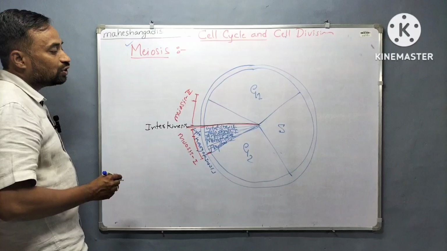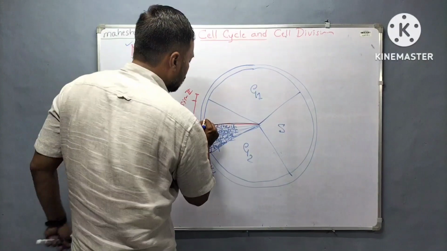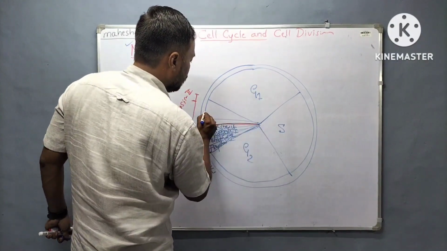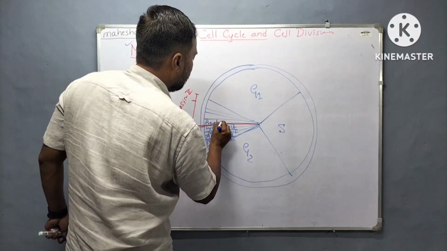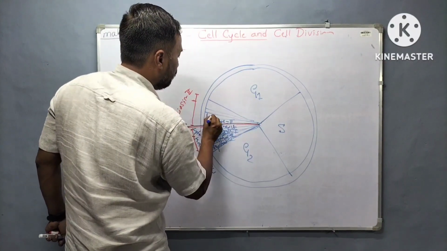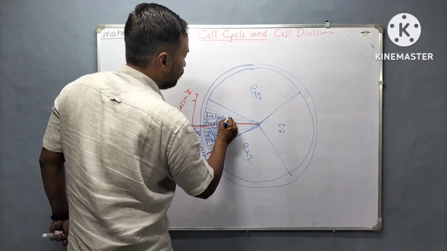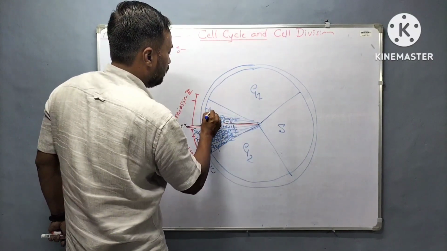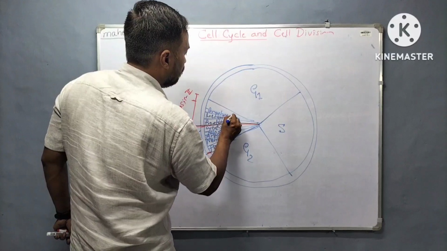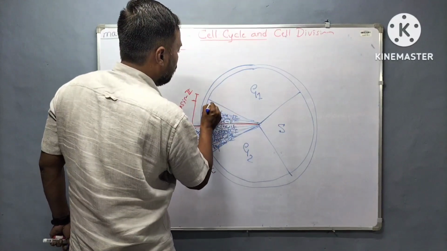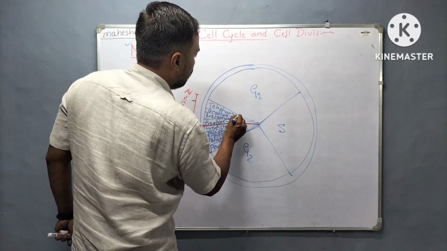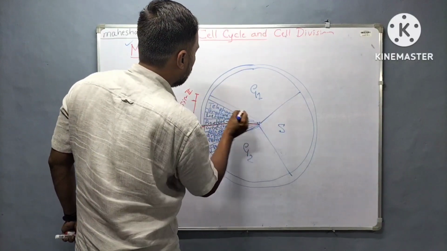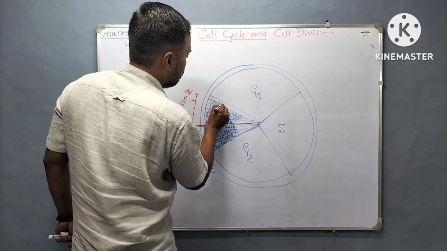Okay, in meiosis 2 also there are four phases. We already named them as prophase 2, metaphase 2, anaphase 2, and telophase 2, and lastly, this is followed by cytokinesis.